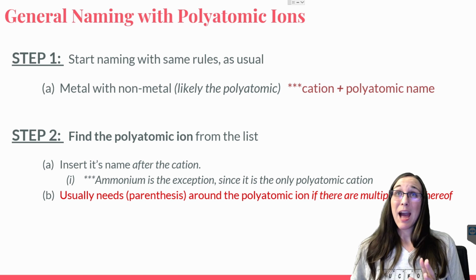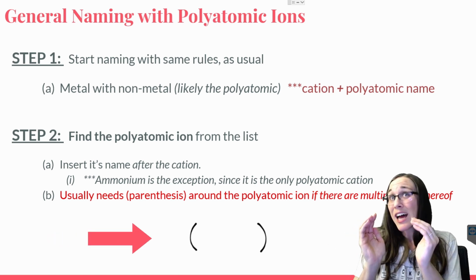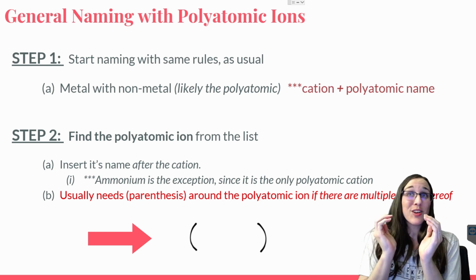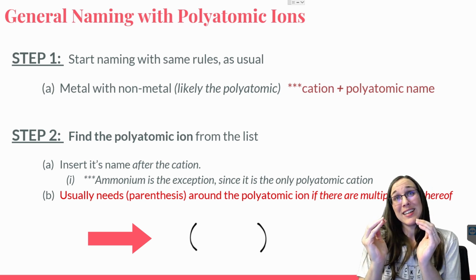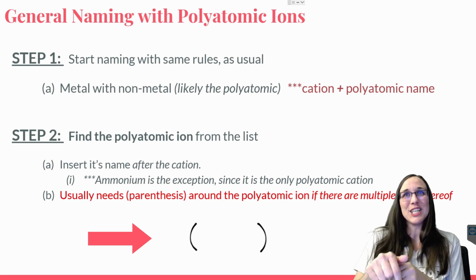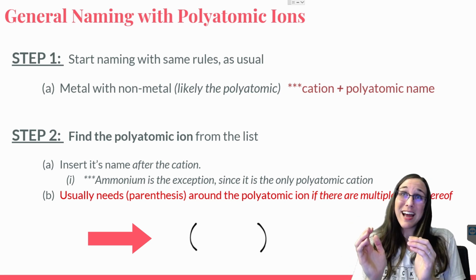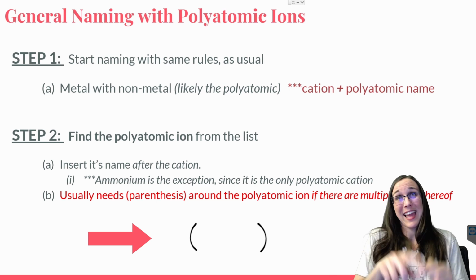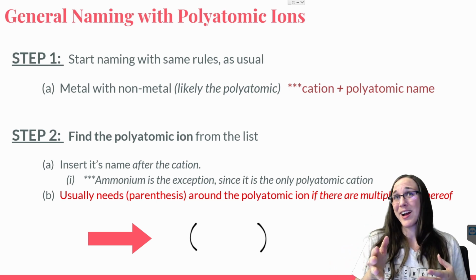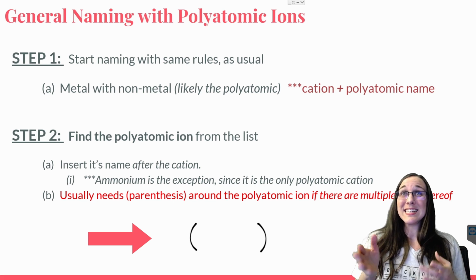You want to get in the habit of putting parentheses around your polyatomic ion to show where the cookie starts and where the cookie stops, so you have a good idea when you drop and swap that you're not dropping and swapping to inside your cookie. You want it on the outside so you know how many cookies to actually have. If you don't understand the cookie reference, please check out my polyatomic ion video, linked in the description below.